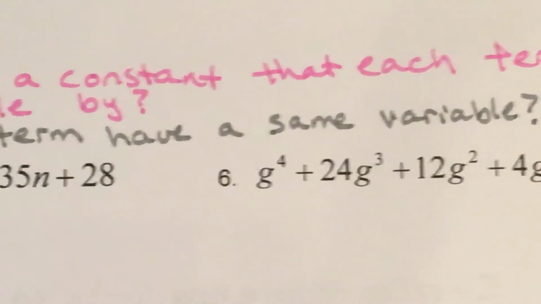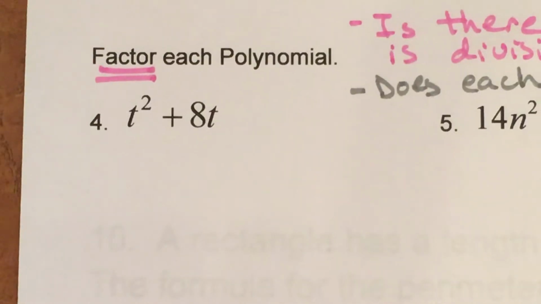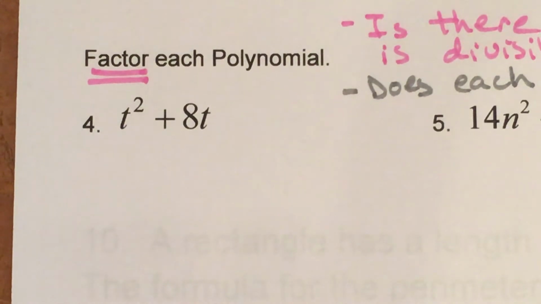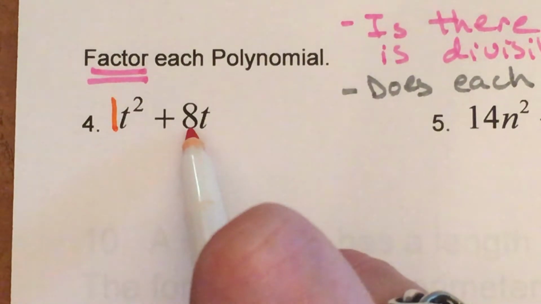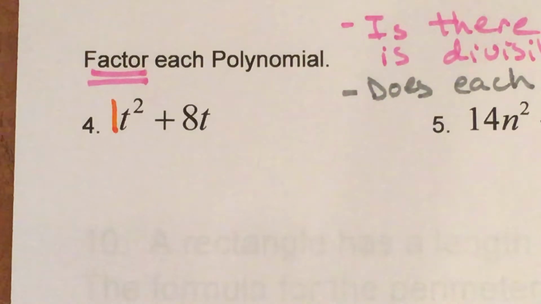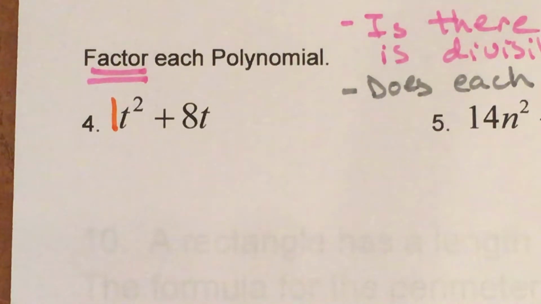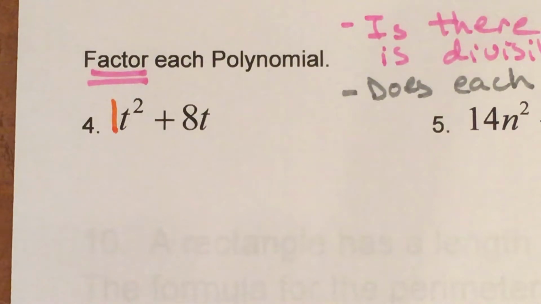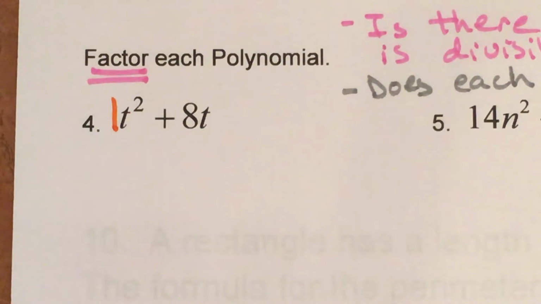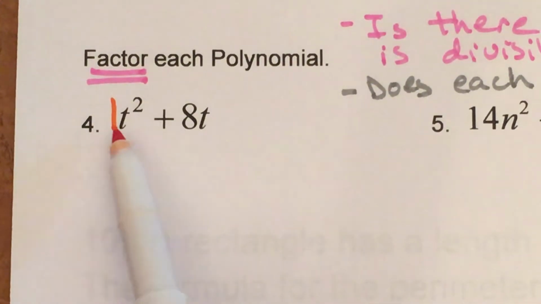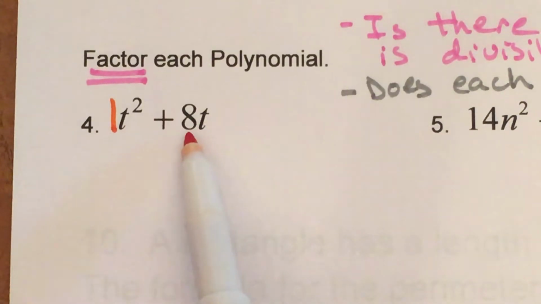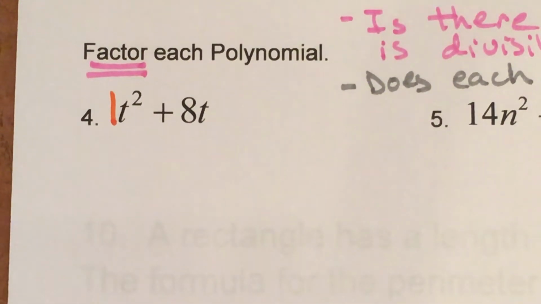So let's look at number 4. In problem number 4, the first question is, is there a constant that each term is divisible by? This has a 1 in front, and the second term has an 8 in front. Are 1 and 8 both divisible by something the same, bigger than a 1? No. So the first question is kind of a moot point. It doesn't do anything for me. The second question, do each of my two terms have a same variable? Yeah, they do. They both have a t for turtle.